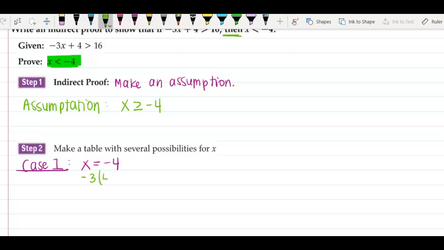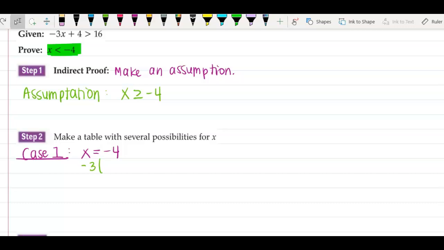-3 times -4 plus 4 is greater than 16. -3 times -4 is +12, and +12 plus 4 is 16. So it's saying that 16 should be greater than 16, and we know that's false because they're equal. So this is a contradiction. 16 is not greater than itself.